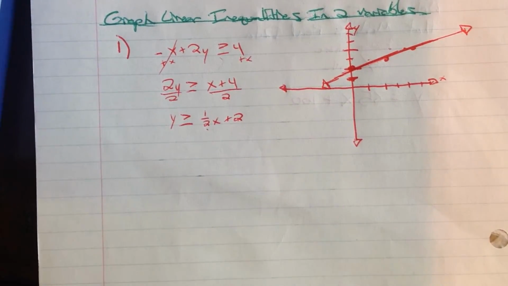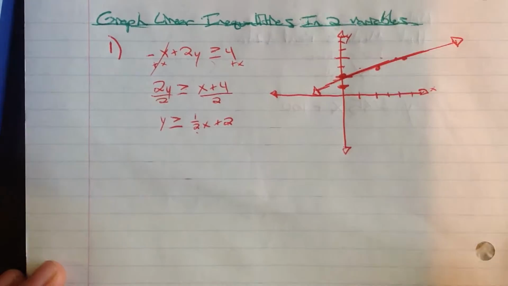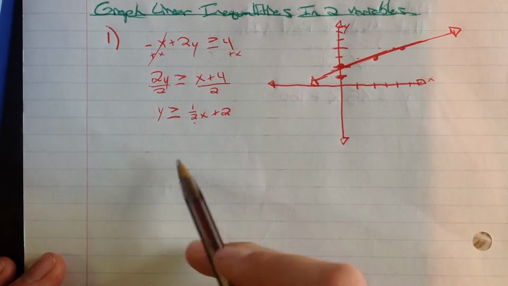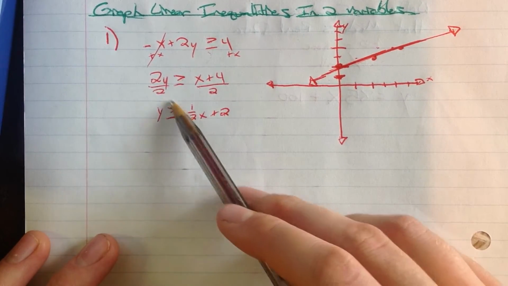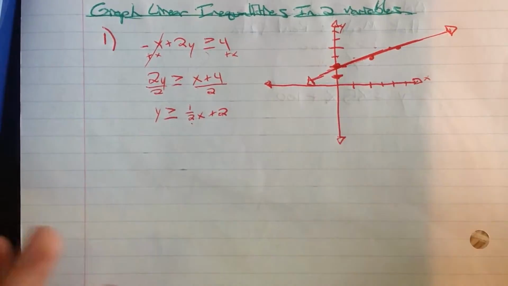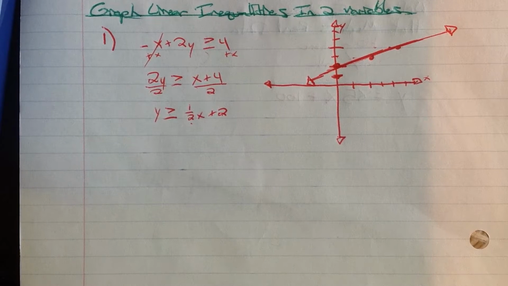I now have this line drawn, but the solutions that work are anything equal to, which makes it a solid line, or greater than this line. So there's two ways to do this. You can either test a point to see which side to shade on, or you can think about greater than is above, less than is below.